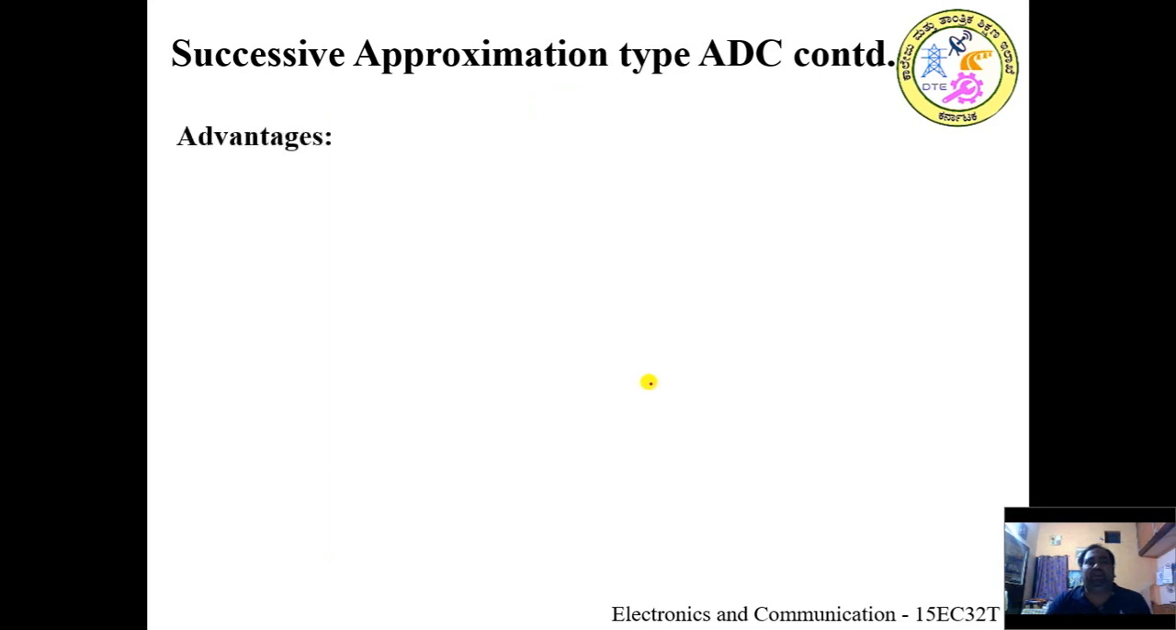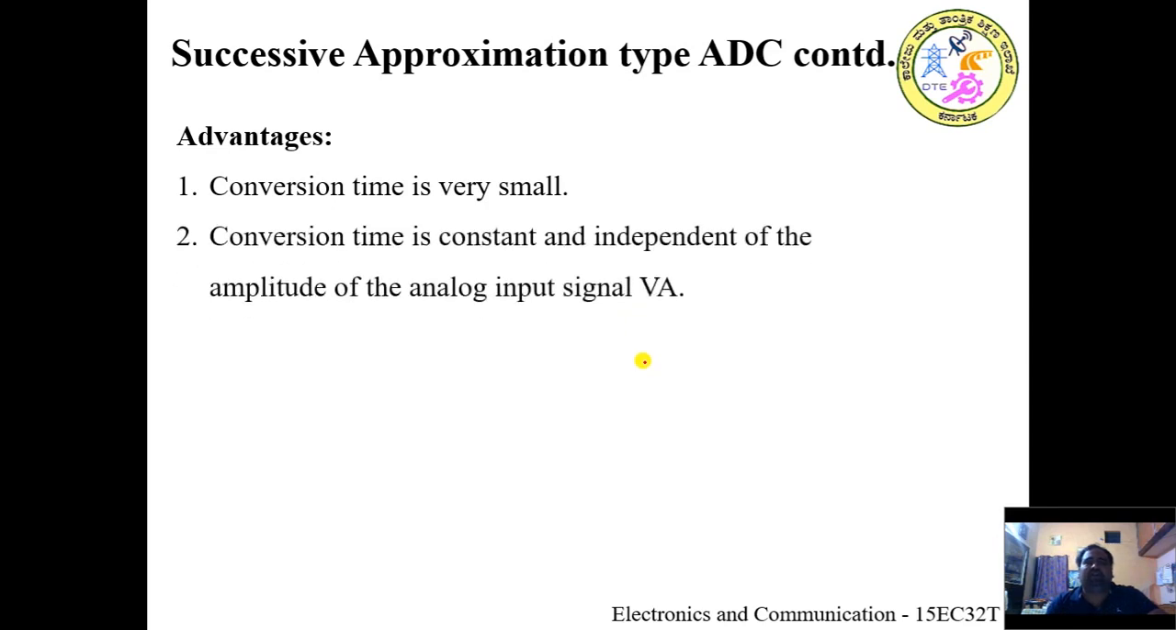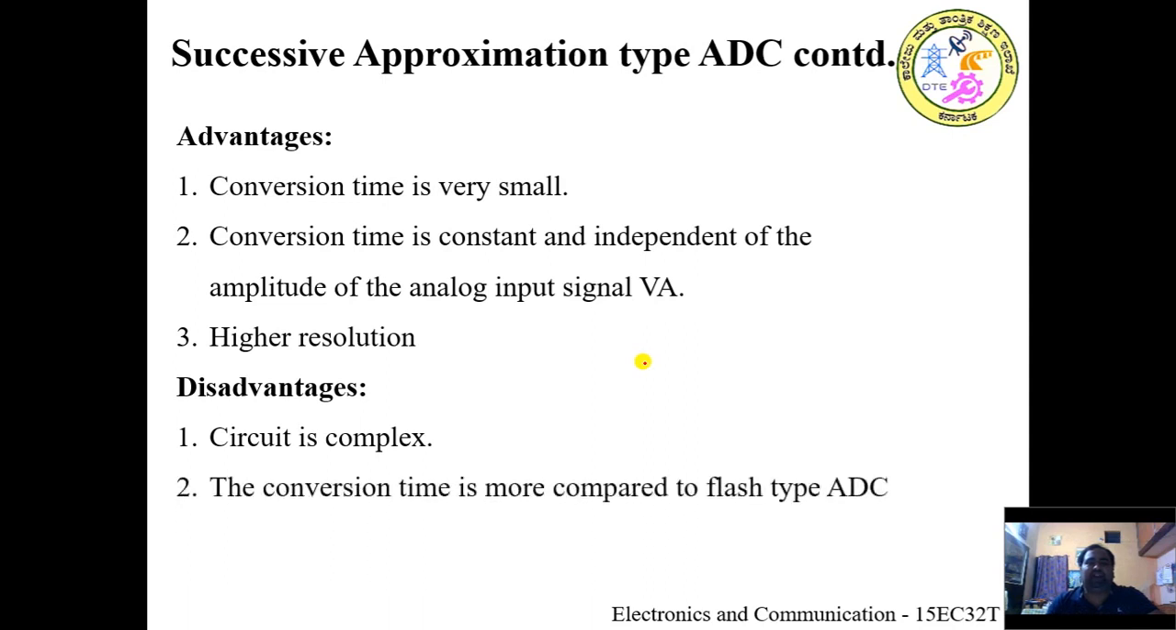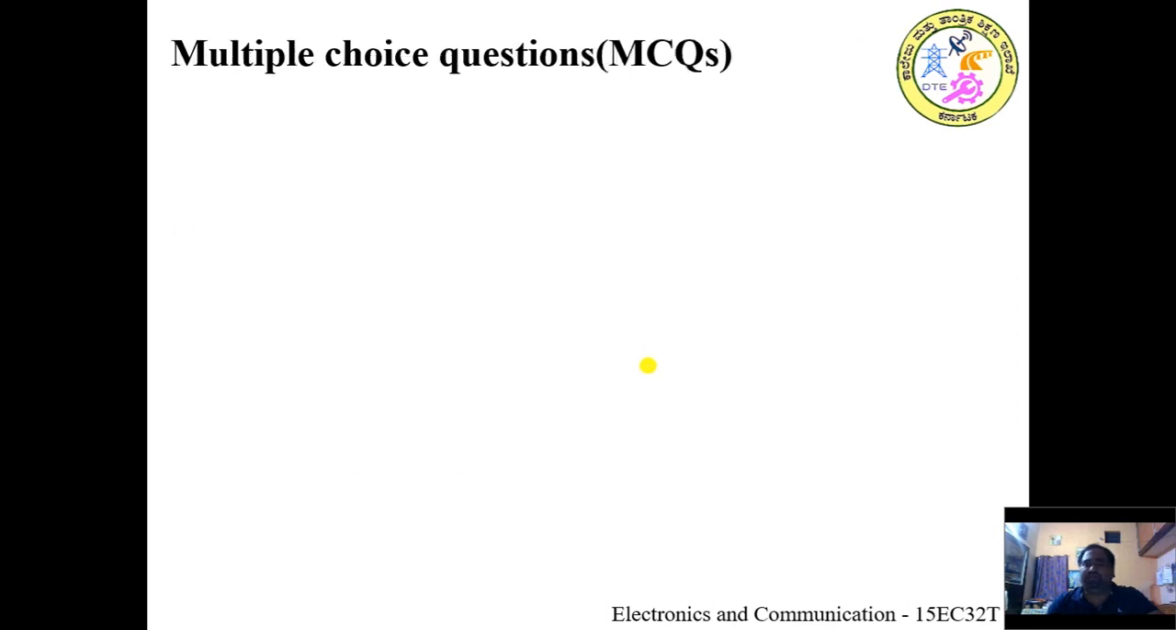What are the advantages and disadvantages? The conversion time is very small here. That is the first advantage. And the conversion time is constant and independent of the amplitude of the analog input signal. And the resolution is very high here. The disadvantages are the circuit is very complex and the conversion time is more compared to flash type of ADC. That is another disadvantage. And it is very expensive as it contains more components. So this is about the successive approximation type of ADC.